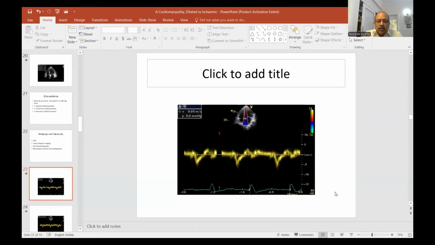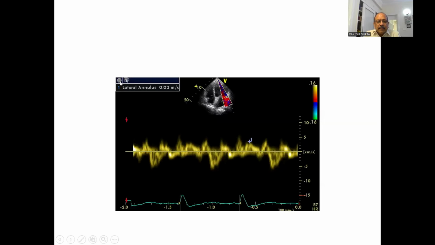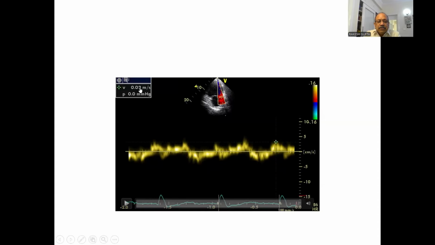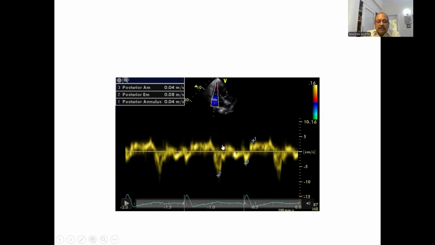If I have to teach at two levels, what I always say is do a tissue Doppler imaging. This is S wave: 3 septal, 3 lateral, 3 anterior, 4 inferior, and 4 posterior. All tissue Doppler waves are uniformly truncated. So possibly we are dealing with dilated cardiomyopathy. Let's try some more examples.